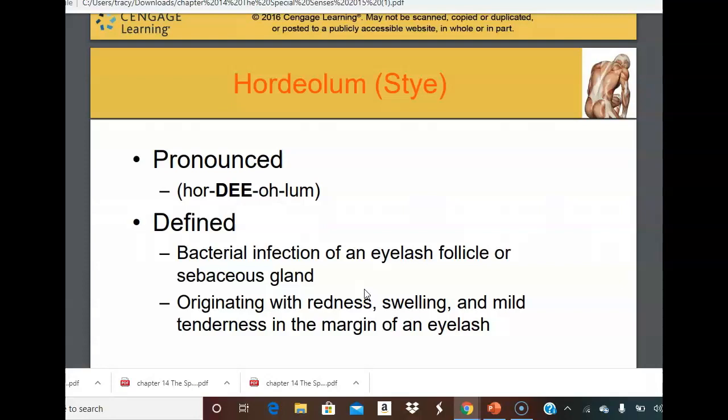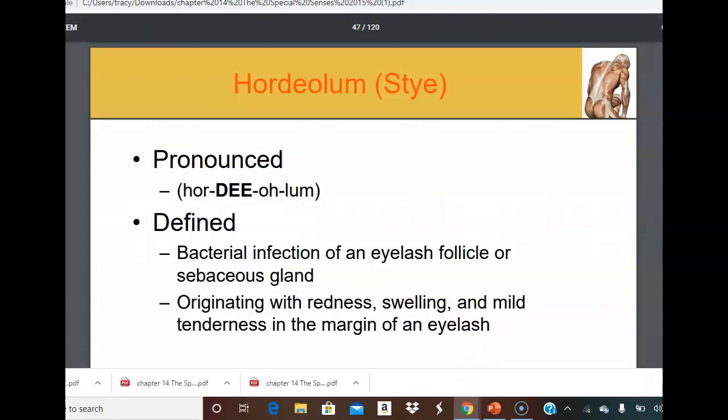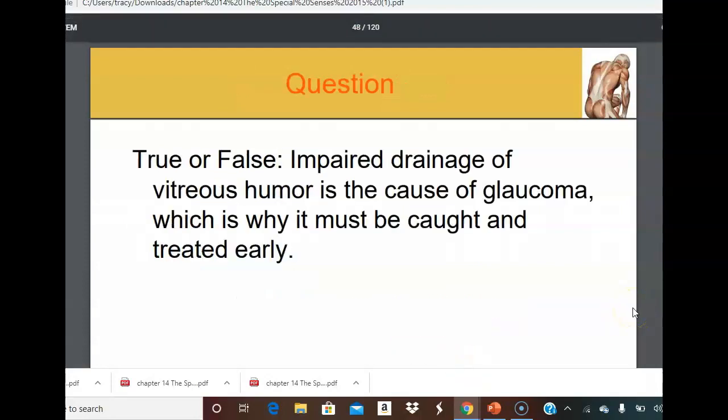And so these sometimes need to have antibiotic drops. Sometimes they even need to have oral antibiotics, depending on the severity. Warm compresses can help to kind of break it up a little bit. But these generally will subside on their own. But if they don't, if warm compresses don't take care of them, then you need to see a specialist and have it dealt with.